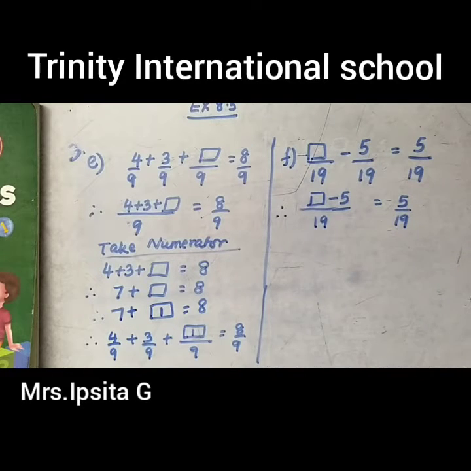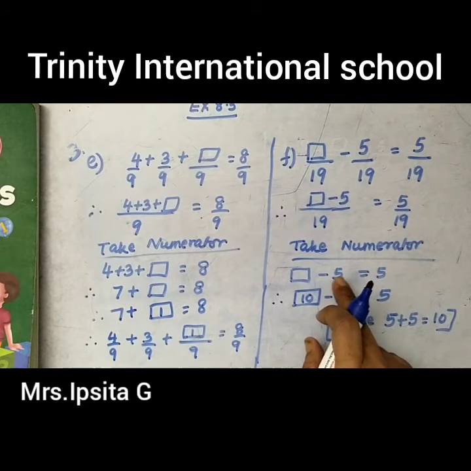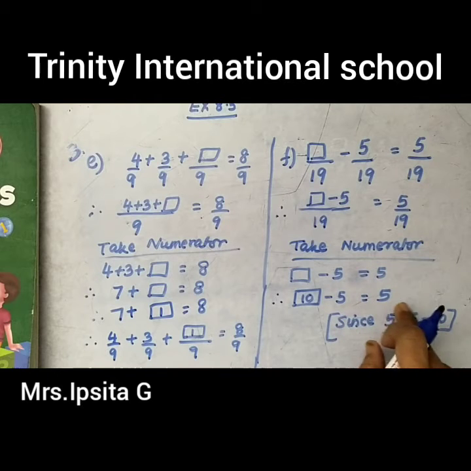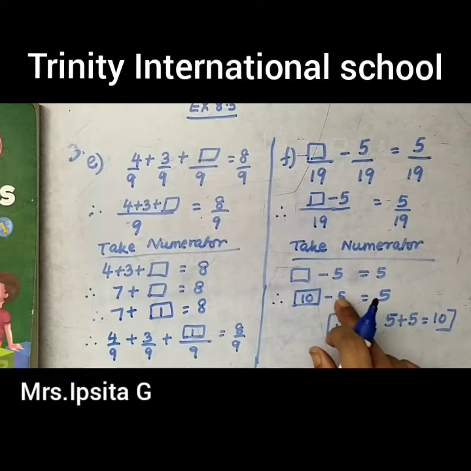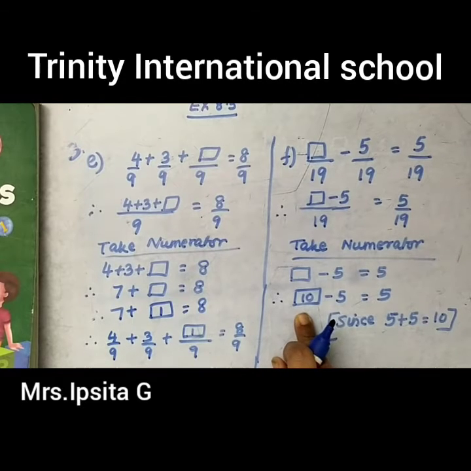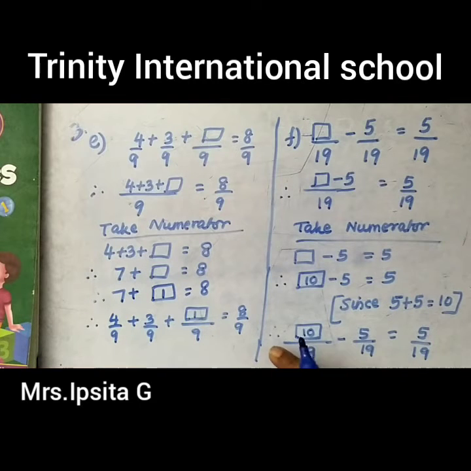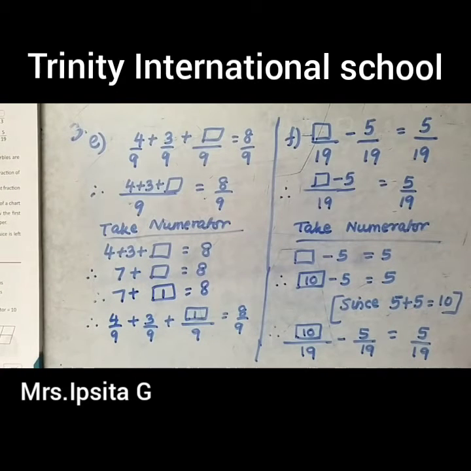Now take your numerator. Now see here we have taken the numerator. Now we know that from 10 if we subtract 5 we get 5. So easily we can write, since 5 plus 5, this number plus this number gives you 10. So we can write here the missing number as 10. You have to write your answer this way. So with this we complete the third question.